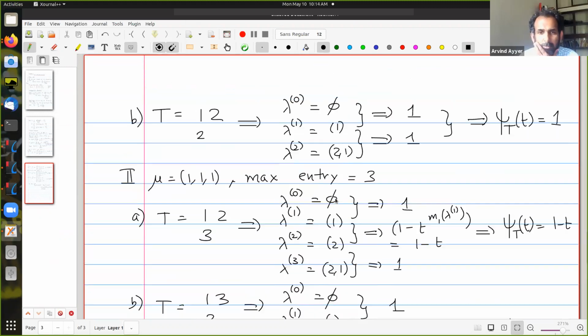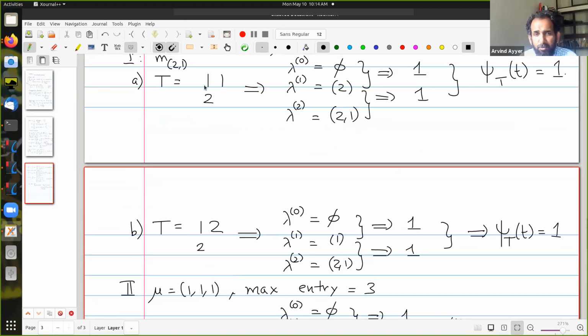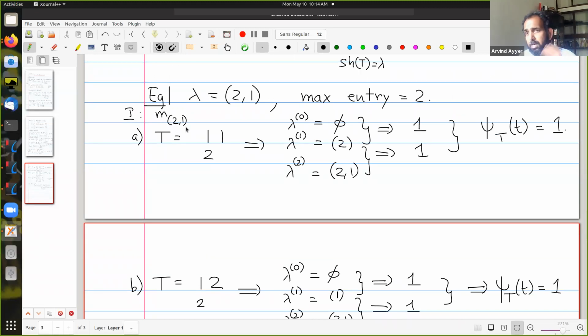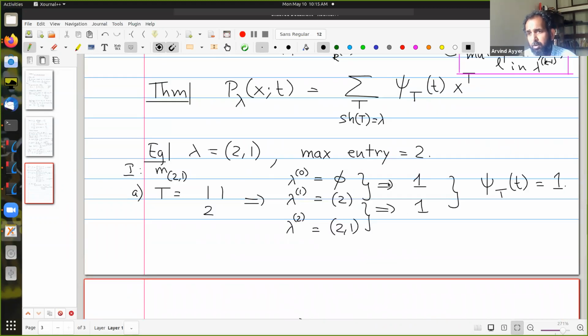Yes, exactly. But I'm saying that here, if you had taken content 2, 1, or if you had taken 1, 3 or 2, 3, in each case you will get exactly 1 tableau with that content, and that will have coefficient 1. Okay.